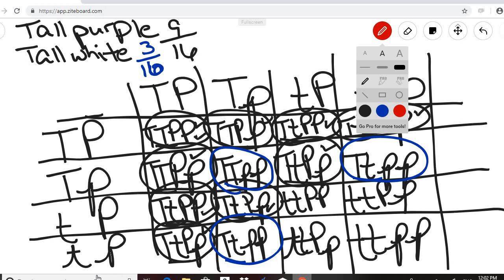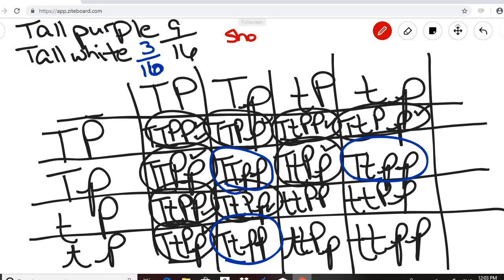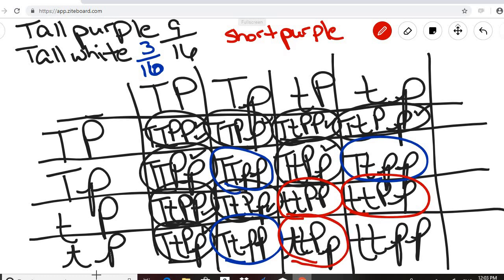Okay, now let's go to red. And now what's another possibility? They could be short and purple. Okay, so the short and purples would have lowercase t's and at least one uppercase p. So 1 short and purple, 2 short and purple, and 3 short and purple. So 3 out of 16 is short and purple.